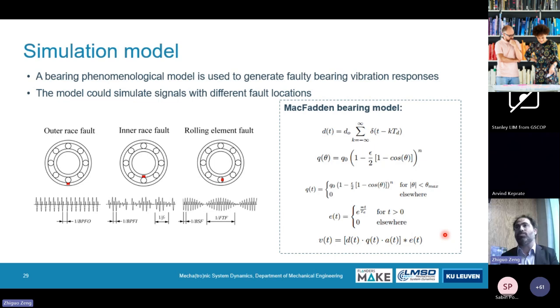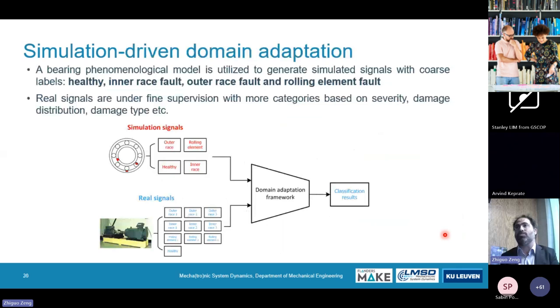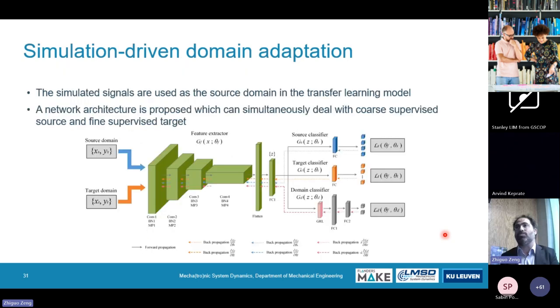So here we have a bearing model where we have an outer race defect, an inner race defect, and a rolling element defect. And we use this to generate data and so we have the simulated data and we have real cases from different categories. And then we do transfer learning. And practically, we did transfer learning from simulations to real in order to do classification, so in order to do diagnosis. So we proposed a model where we have the source domain and the target domain, we have the feature extractor, and then we have another three sub-networks, a source classifier, a target classifier, and a domain classifier.